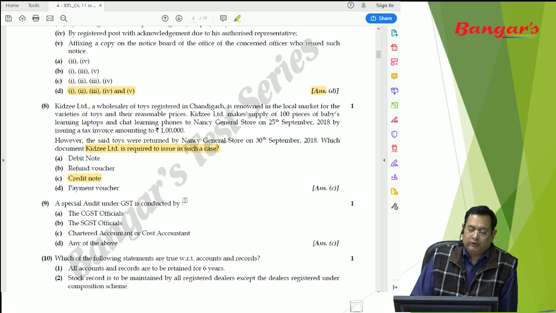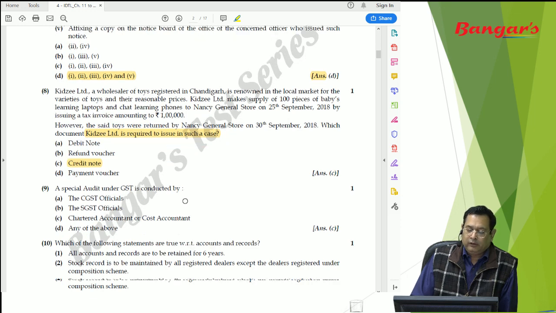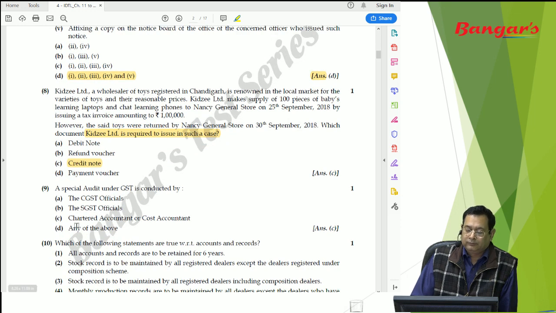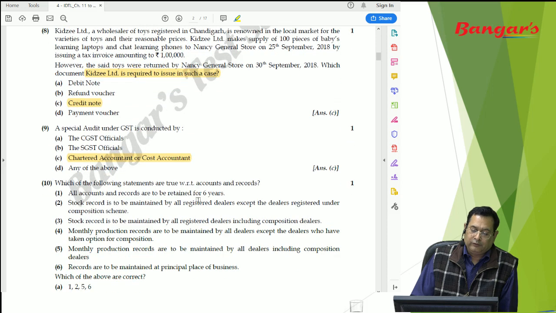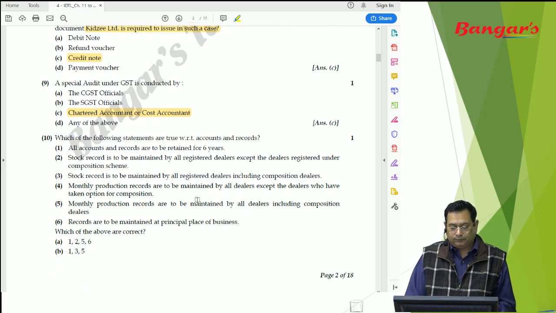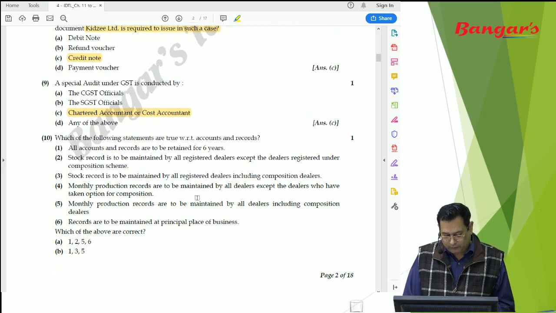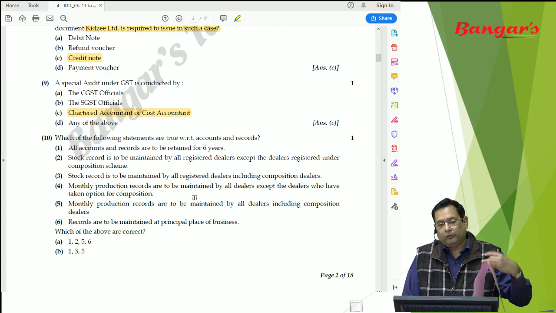A special audit under GST will be conducted by a chartered accountant or cost accountant under section 66. Now, which of the following statements are, say, true with respect to accounts and records? Which of the following statements are true?